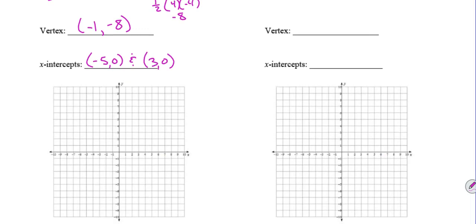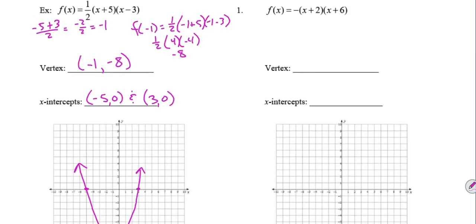Let's go down here to -1, -8, -5, 0, and 3, 0. And that's all we need for graphing from intercept form. All right?